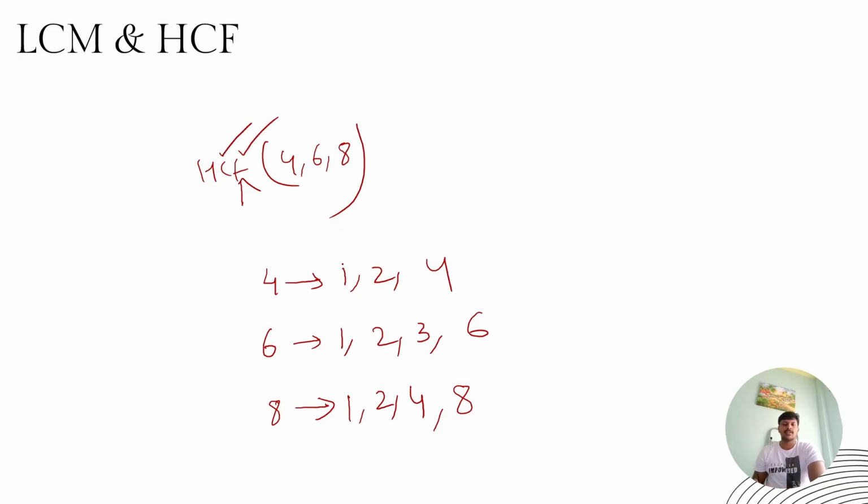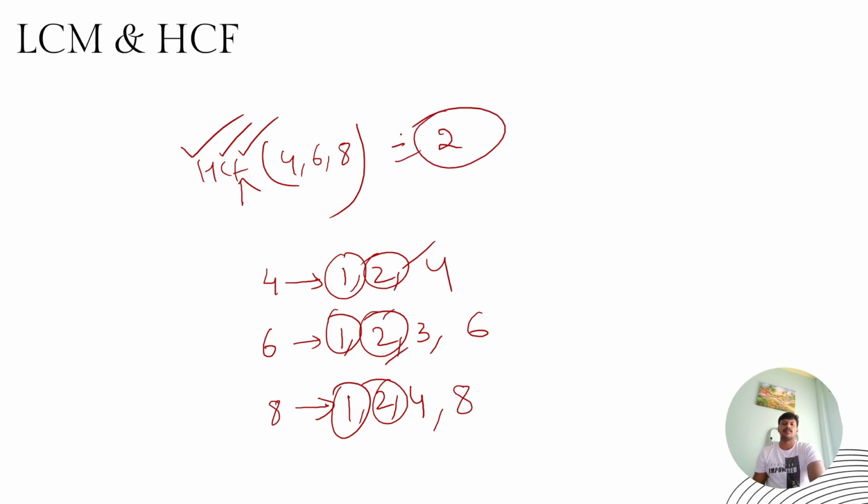Identify the common ones. 1, 2. Those are the common ones. And what is the highest? 2. So the HCF of 4, 6, 8 is 2. That means if you take 4, 6, 8, the only highest number which can divide all of them is 2. 2 can divide 4, 2 can divide 6, 2 can divide 8. So the highest number which can divide all the given numbers is nothing but 2.